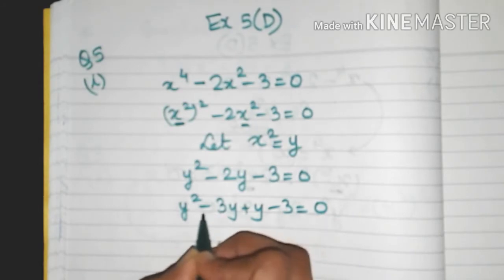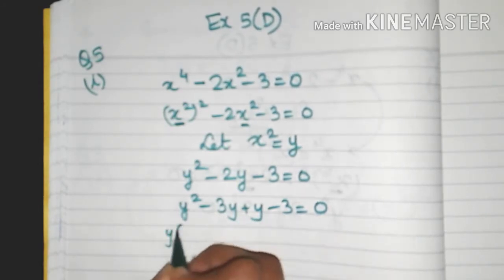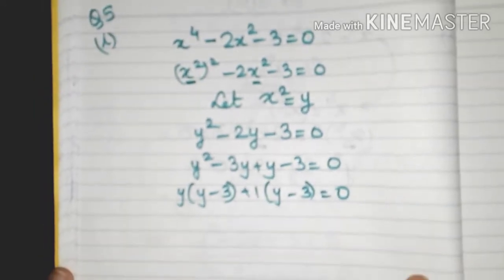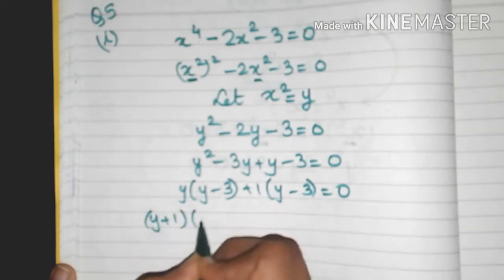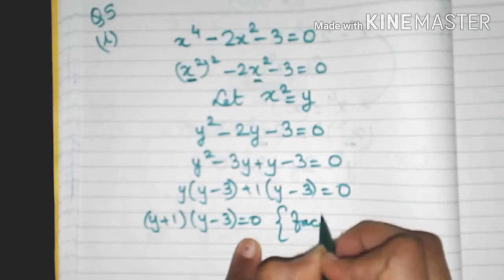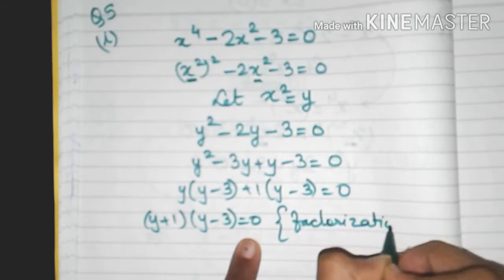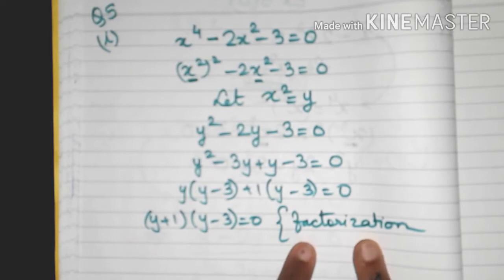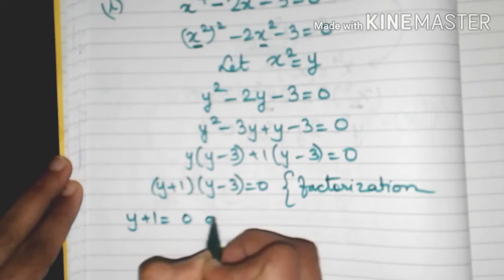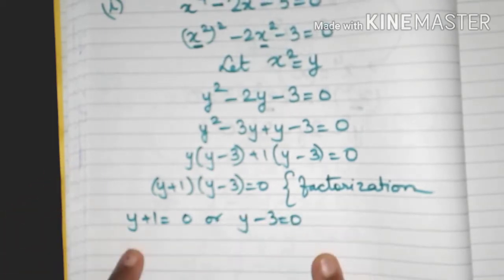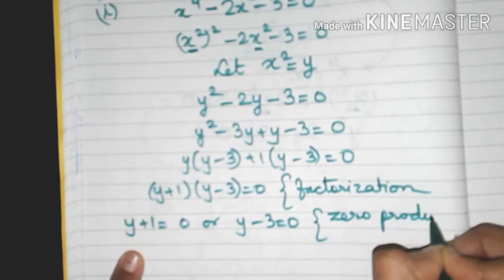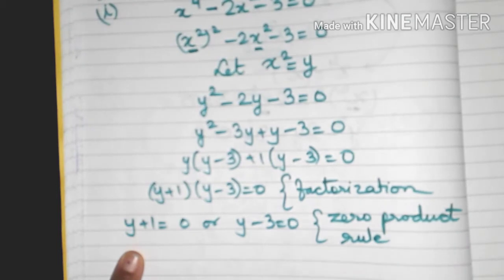We can write it as minus 3y plus y. So this is what we get. Your equation is (y plus 1) into (y minus 3) is 0. And how are we doing this? Because we are doing factorization. So please remember to write the reasons wherever it is required. Now we say that y plus 1 is 0 or y minus 3 is 0. How does this happen? This happens because of the zero product rule. So please write this reason also.